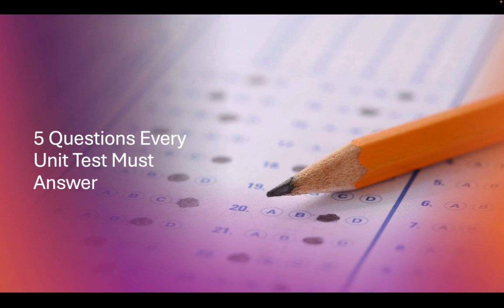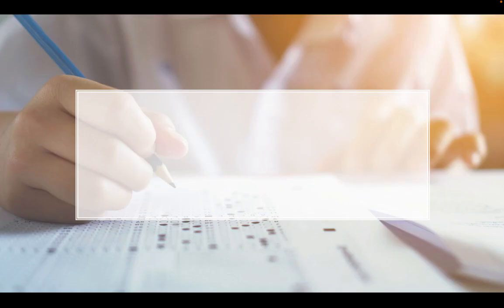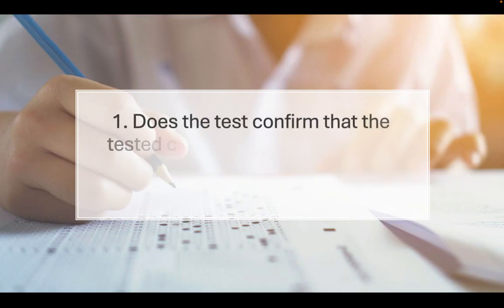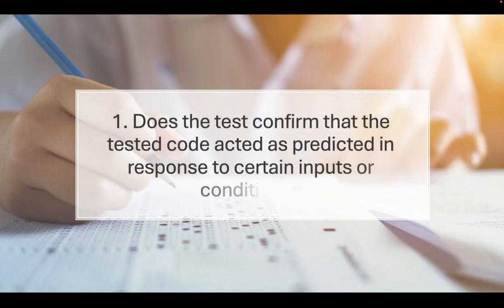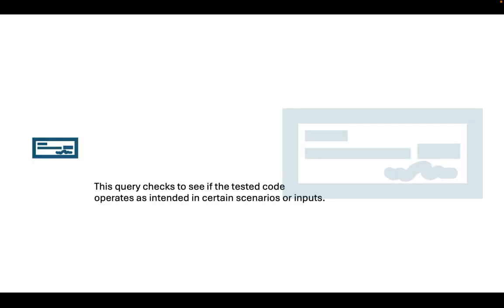So we have 5 questions that every unit test must answer. Let's go over the 5 questions. 1. Does the test confirm that the tested code acted as predicted in response to certain inputs or conditions? This question checks to see if the tested code operates as intended in certain scenarios or inputs.